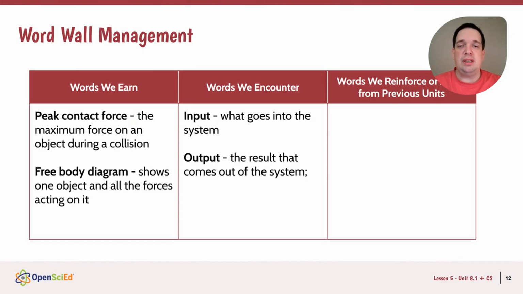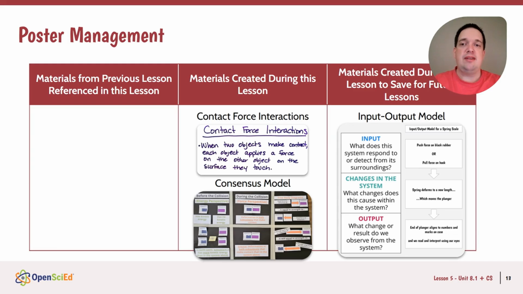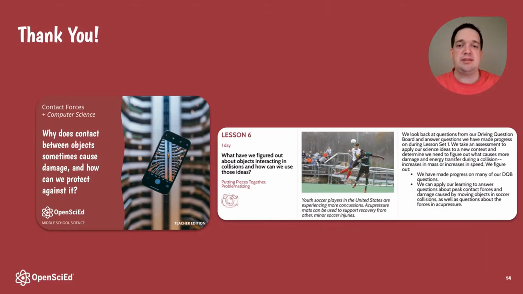For the word wall, the only major change here is we're adding the words input and output, and that's pretty important there. And finally, we're adding a poster here, the input-output model. It's really critical. When the kids get to the digital scales, they'll see that there's even beams of different thicknesses, and that mirrors the wires of different thicknesses inside the spring scales. This is going to make lessons 10 and 11 so much easier for your kids to understand, even if they're scared about the computer science pieces.